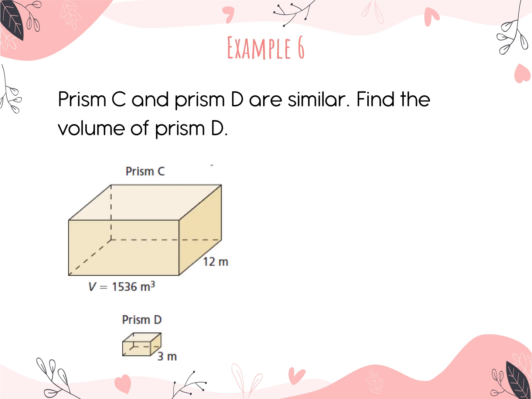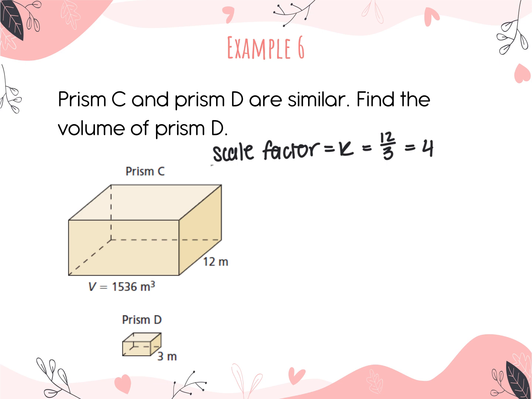All right, looking at this example, it says prism C and prism D are similar. Find the volume of prism D. So they're giving me one, but they're not giving me the other, and I have to find the volume. Most important thing that I highlighted in the last slide: the ratio of the volume is equal to the scale factor cubed. So I have to first find the scale factor. Scale factor is equal to k, and I'm going to use the sides. I have 12 and 3. My scale factor is going to be 12 over 3, which is going to give me 4. My scale factor is 4.